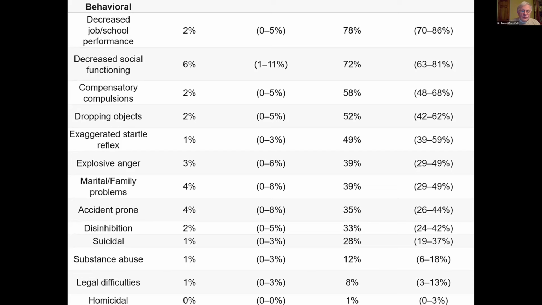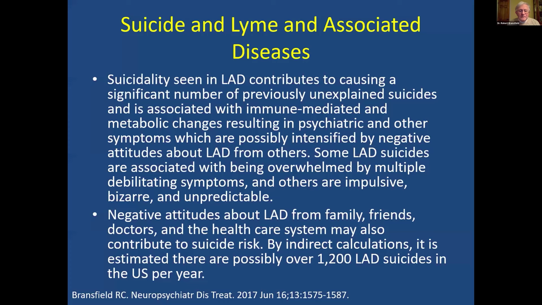And the same with the suicide, 28%. And if you look, like 1% before, 28% after Lyme, that's significant. This is a study I did on suicide, and did another one on aggression and homicide, estimating about 1,200 Lyme-related suicides. I get a lot of calls from people where there are suicides or attempts and completed, and it's tragic hearing some of these stories.